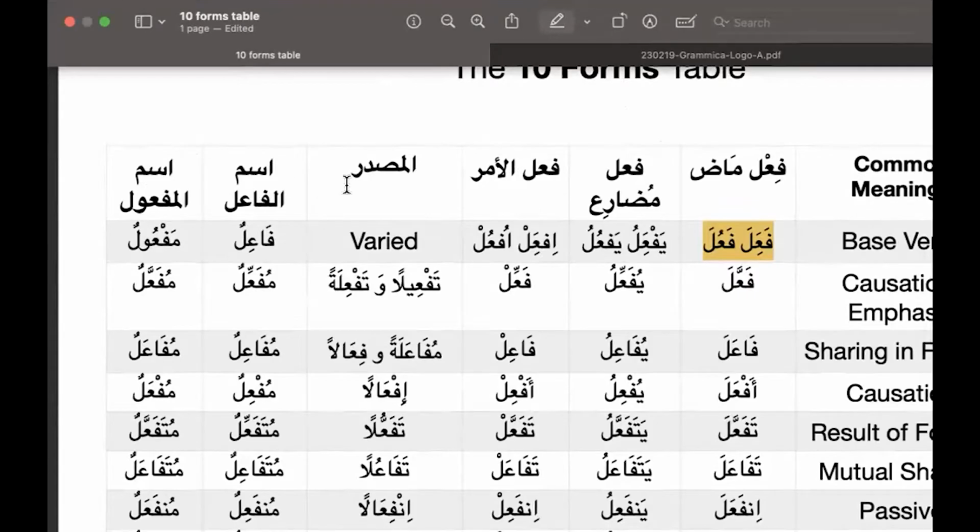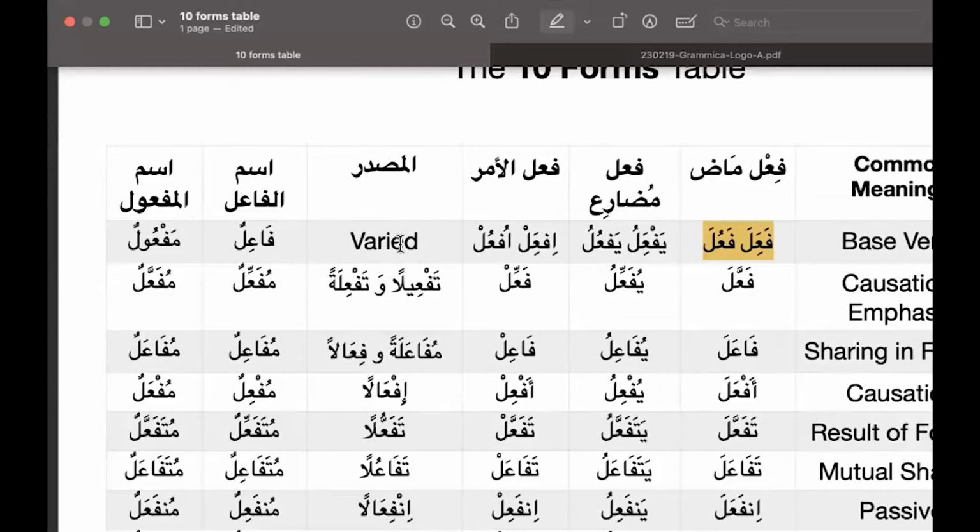The next three, these last three, are nouns, asma', right? We know that in Arabic there are only three parts of speech: ism, fi'l, and harf. So the first three are fi'l, and the next three are isms. Okay, so then we have al-masdar, and the masdar is really the verbal noun, right? The pure action itself, without any connection to a tense.